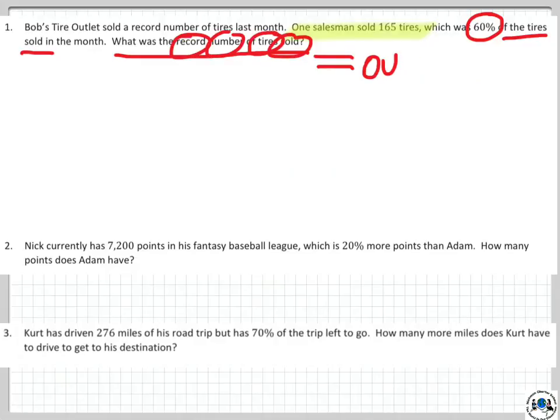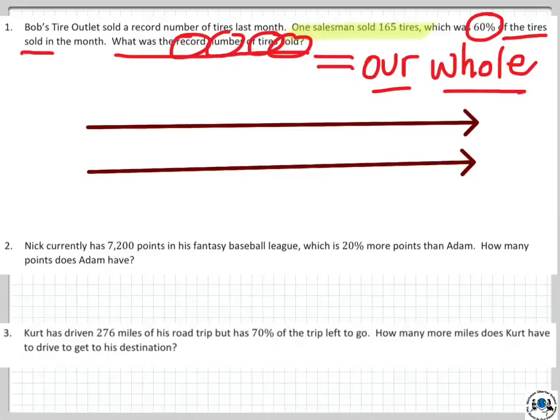And again, what do we need to do? We need to identify our whole first. Our whole, our 100%, is the record number of tires sold. That's the 100% in this case. Here we go. I have made a double number line. In the rest of the problems I used the number line over the bar, but in this case I just use that double number line.